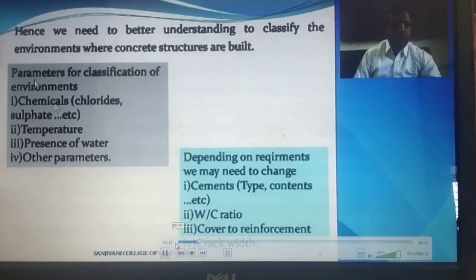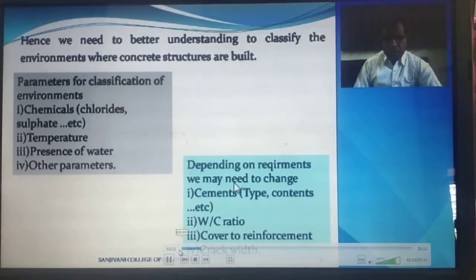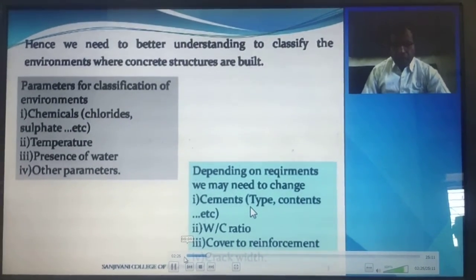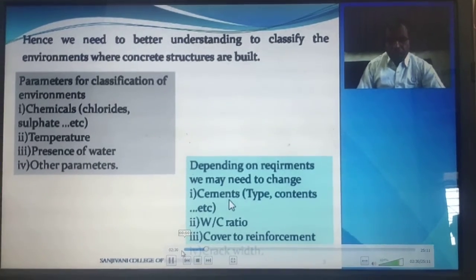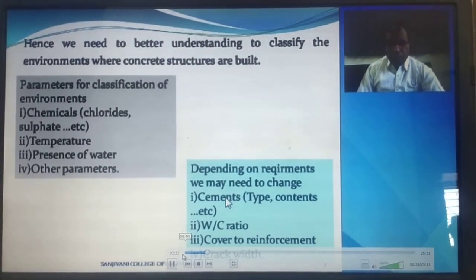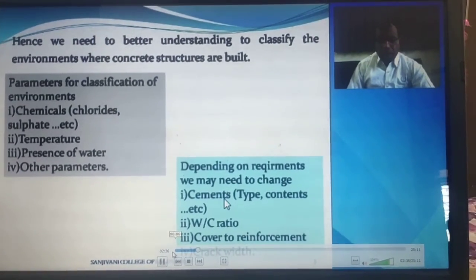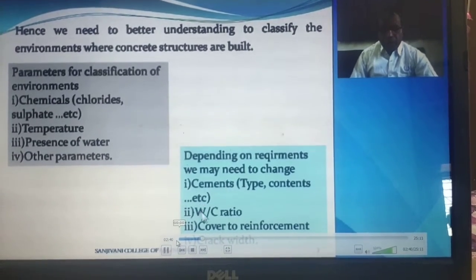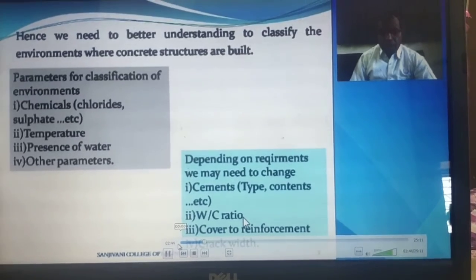So depending upon this requirement, we may need to change the contents. What are the contents in the concrete? Maybe the cement you have to replace. Sometimes we have to use sulfate resisting cement, chloride resisting cement, or rapid hardening cement, depending upon the situation where we have to construct the particular structure. Then we can change the water cement ratio also, depending upon the situation or the environment.